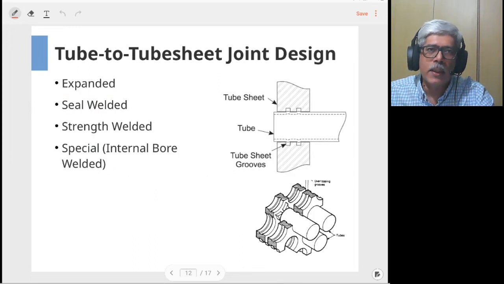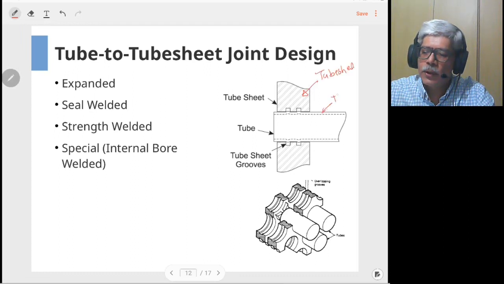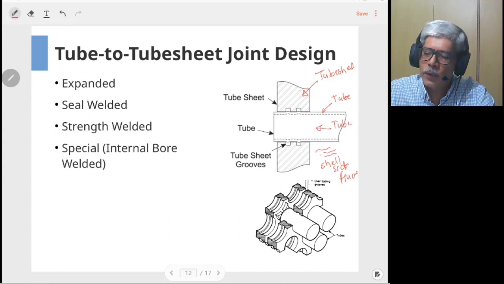Before we move into the actual design calculations, let's understand the different types of tube to tube sheet joints. The tube to tube sheet joints are the most important, because they separate the shell side fluid and the tube side fluid from each other. So you have the tube sheet which is shown here as a plate. This is the tube sheet and this is the tube. Outside the tube you have one fluid, so this is the shell side fluid, and inside the tube you have the tube side fluid.